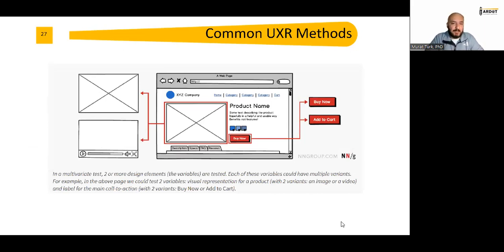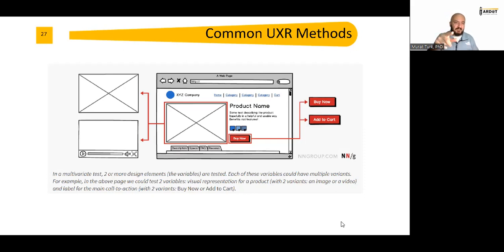So for example, this is an example from the Nielsen Norman Group website about multivariate testing. Here, you see a multivariate test, and we have 2 or more design elements. We call them variables. We are testing them here. And each of your variables may have different variants. Okay, this is the terminology.